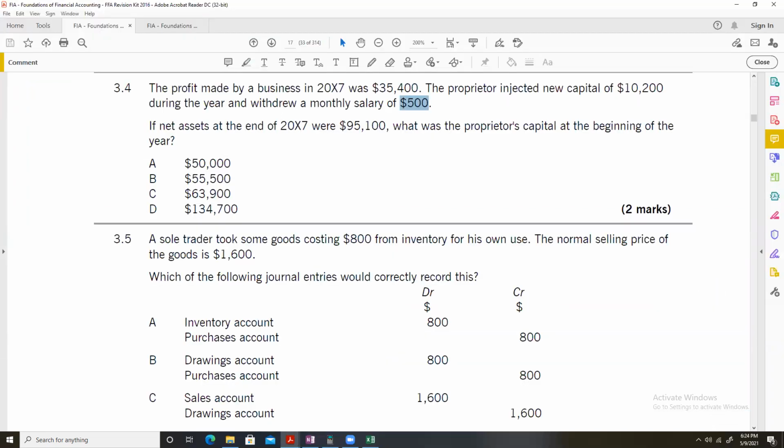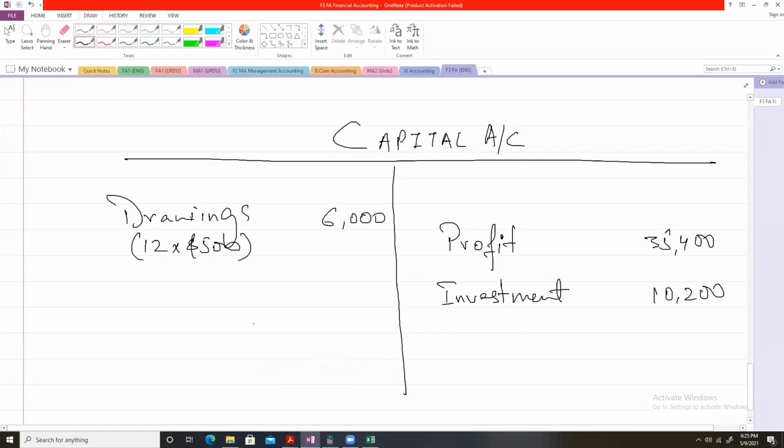Now, the net assets at the end, this is the closing balance. Net assets represent what? Net assets represent capital. And these are the net assets at the end of 2007. So at the end of the year, how much was the closing balance of the capital? The closing balance of the capital was 95,100. This was the closing capital.